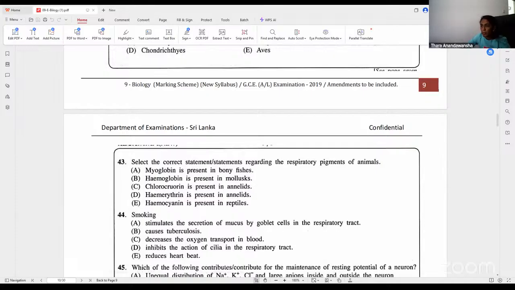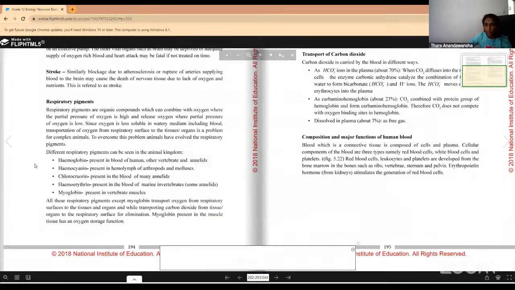Right. In page number 194 in the resource book, first resource book, they have some given details about respiratory pigments. Hemoglobin is found in humans and other vertebrates and annelids. Hemocyanin is present in hemolymph of arthropods and mollusks. Chlorocruorin is present in many annelids. Hemerythrin is present in blood of marine invertebrates. Myoglobin is present in vertebrate muscles.